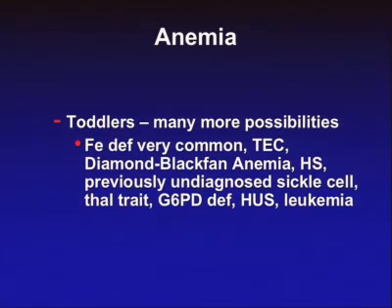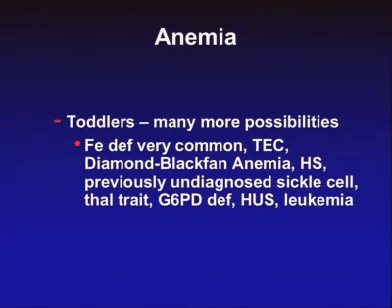But now if we get into the toddler age range, I feel like the list gets a little bit longer. For sure, iron deficiency, very common in this age group, right? Limited diet, transitioning off of iron-fortified formula to regular milk. A lot of times they drink too much milk. TEC, right, that transient erythroblastopenia of childhood, very much a toddler phenomenon. Diamond-Blackfan anemia, which is congenital pure red cell aplasia.